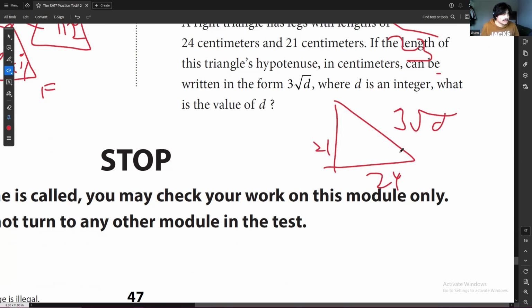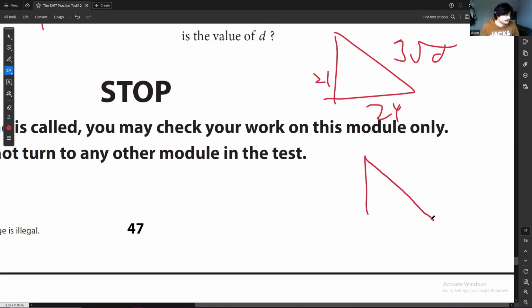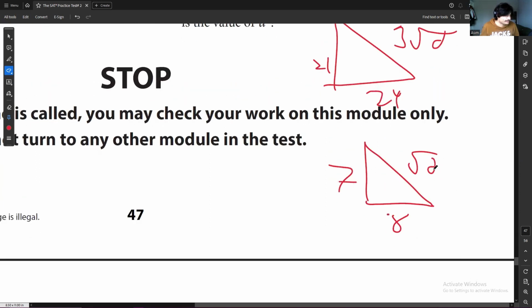First of all, I want to make this simpler, so I want to divide this triangle by 3. I can do that. So I get 7, 8, and radical D.